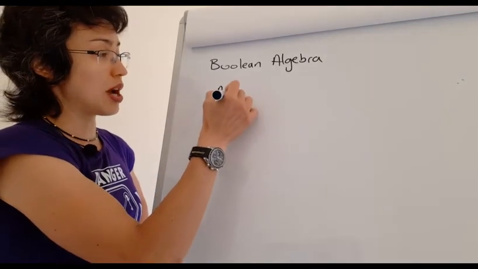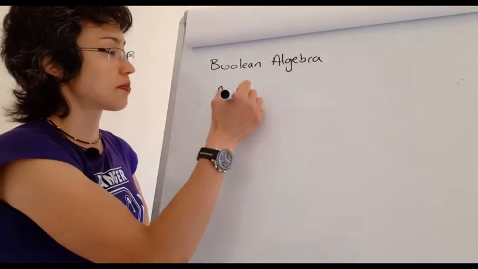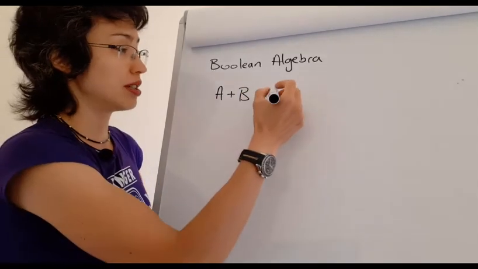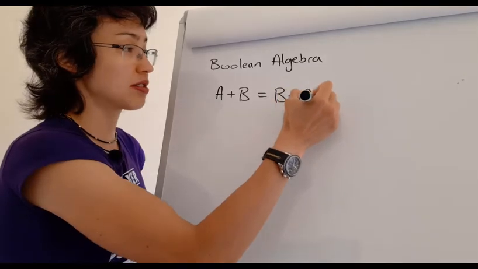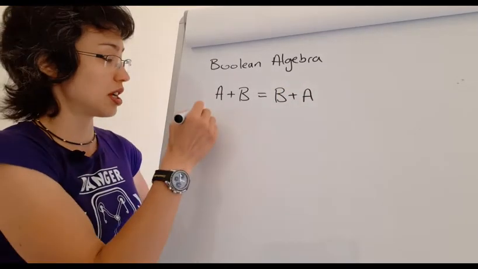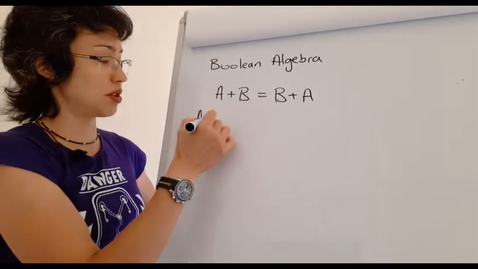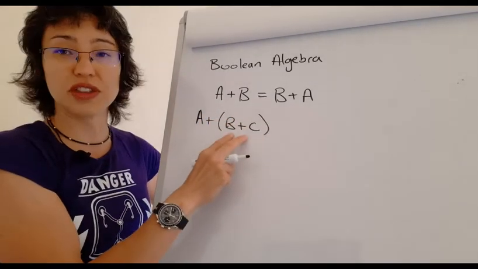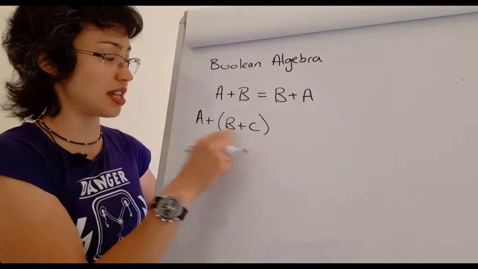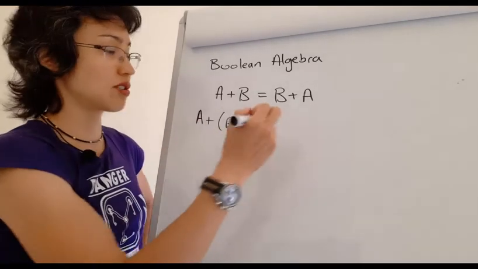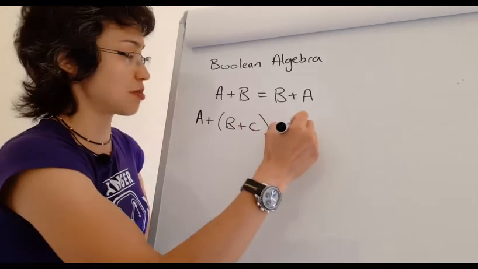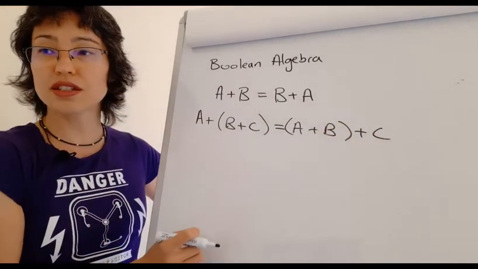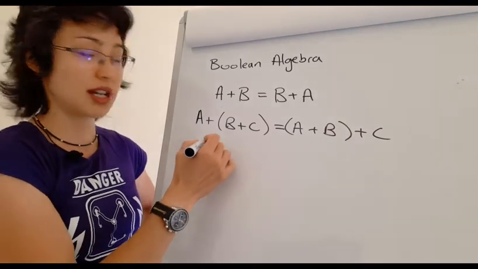if you have OR functions, the order doesn't matter, so A or B, it doesn't matter if it's B or A, so that should be fairly straightforward. It also doesn't matter if you've gone through, so the brackets denote that you've done this first, so you've had a B or a C and then you've ORed it to an A, so this would be exactly the same as having this, so the order doesn't matter here.